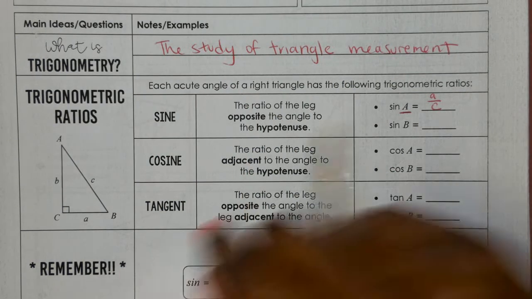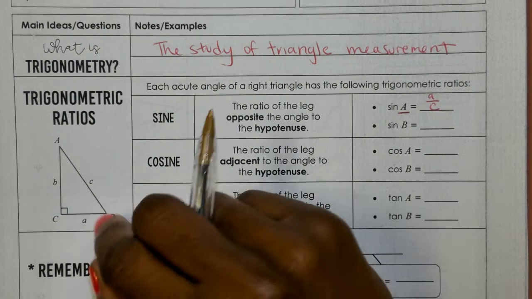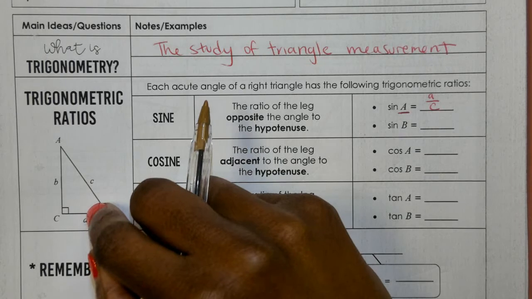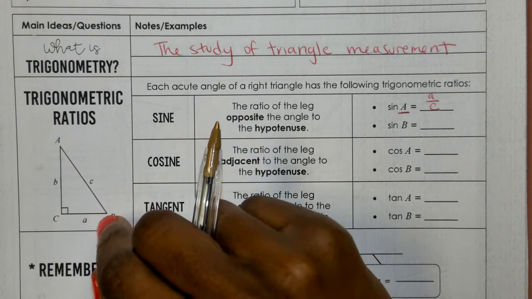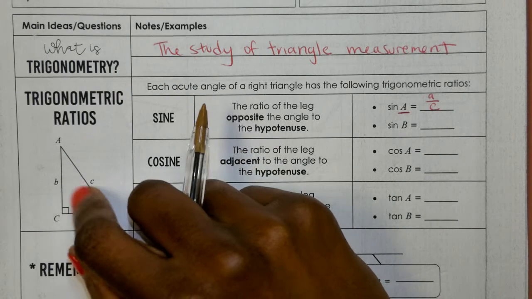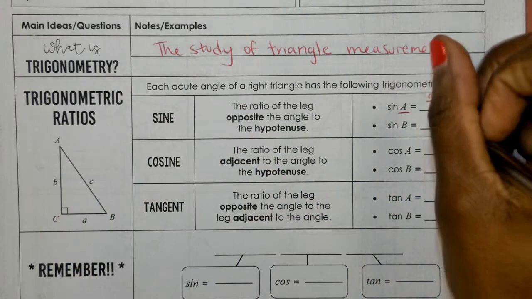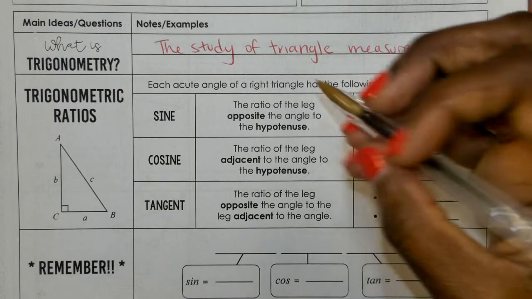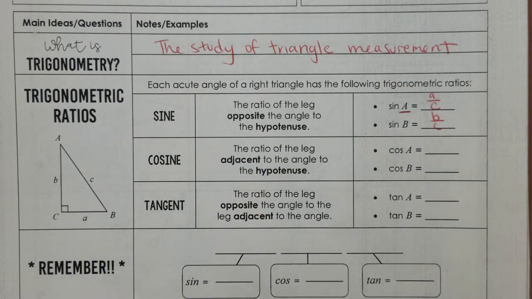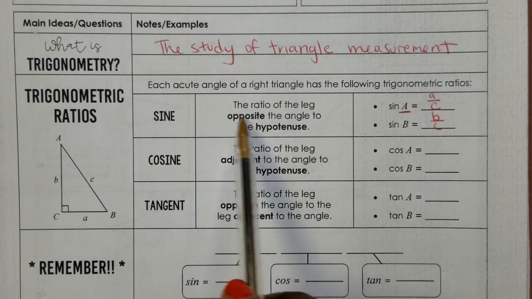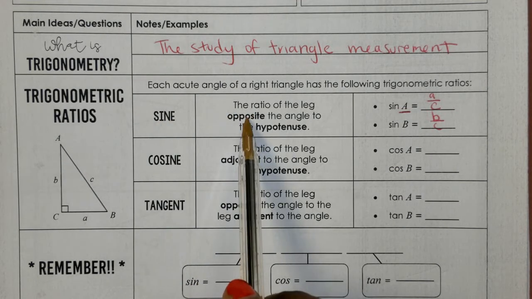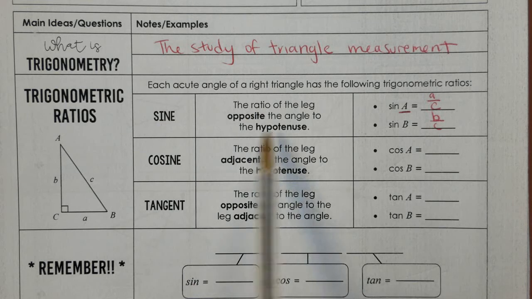If your angle of reference changes, so B is a different angle than A, another acute angle in the triangle, the opposite side is now b. So from B, b is the opposite, and the hypotenuse is still c. Okay, that's the sine ratio: whatever's opposite the angle of reference over the hypotenuse.